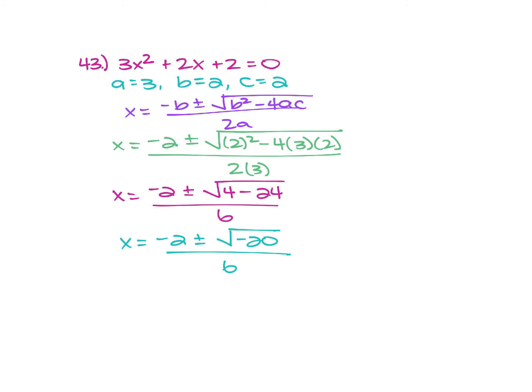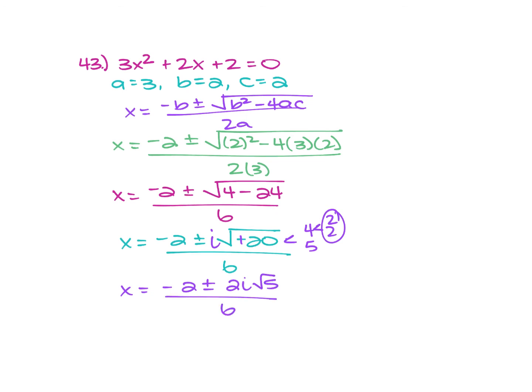That negative that's underneath the radical has to come out. In order to represent it, we turn it into a positive, we pull out that i. That 20 also factors to be 5 and 4, and that 4 is 2 and 2. So those two 2's pair up, and this gives you x is equal to negative 2 plus or minus 2i square root 5 all over 6.